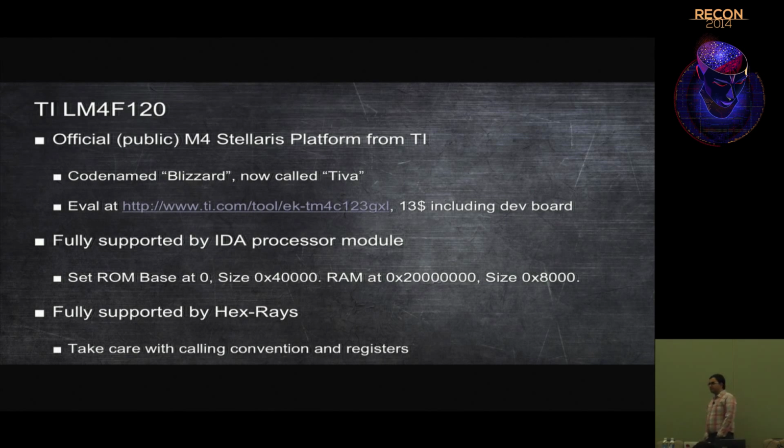So officially, this is now called the Tiva processor, not Stellaris. It was also called Blizzard before. So if you Google for Blizzard, Tiva, or Stellaris, it's probably the same chip. So like I mentioned, you can get an eval board for about $13, and then you can start coding with it. IDA, of course, perfectly supports the ARM Cortex M4. So you can get an Apple SMC file, and we'll see how to do that. Load it up in IDA, set the right ROM base, set the right RAM base, and then you can pretty much start reverse engineering the code.